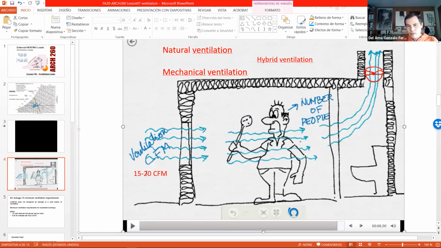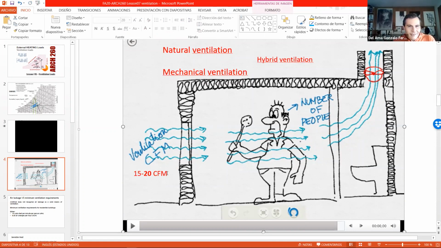So remember 20, because if we want to calculate this and you don't have the ASHRAE or any code or regulation available, you say 20 and you are not making any mistakes, because 20, unless it's a gym, a restaurant with a lot of people, movie theater, something like that, is enough.